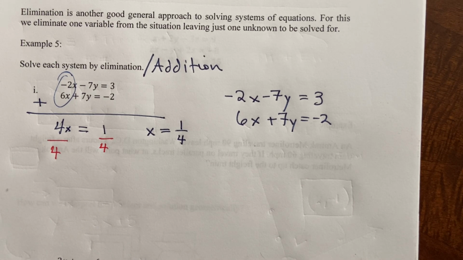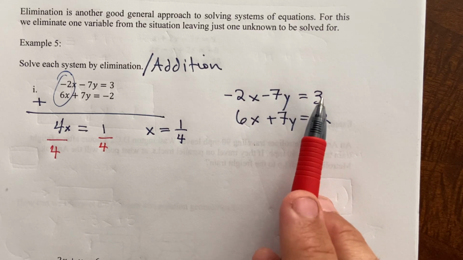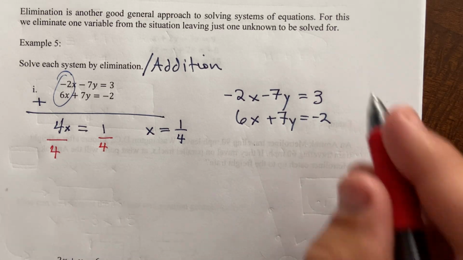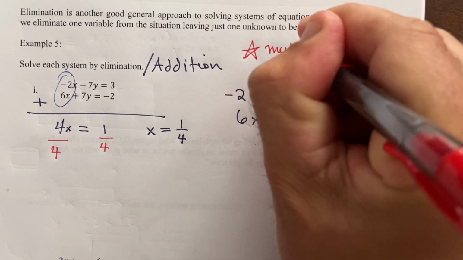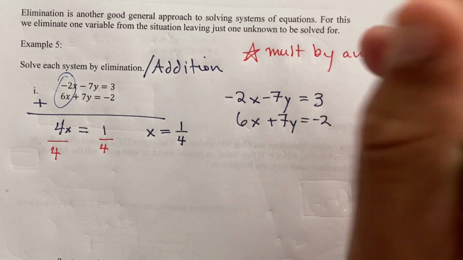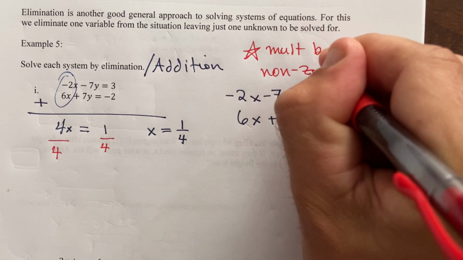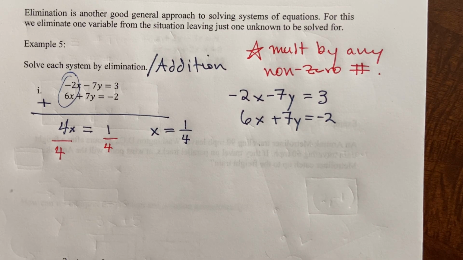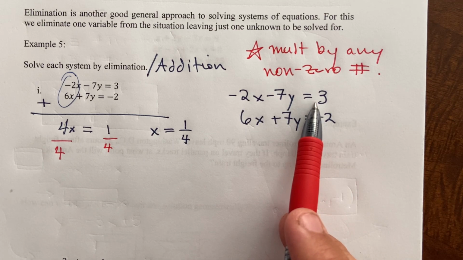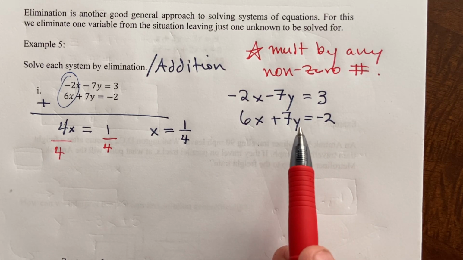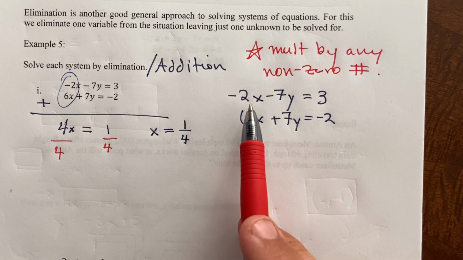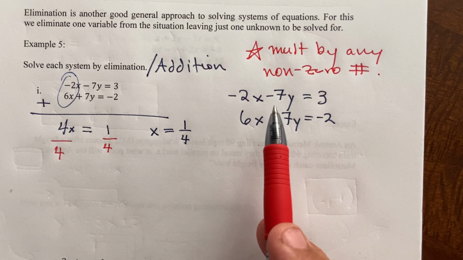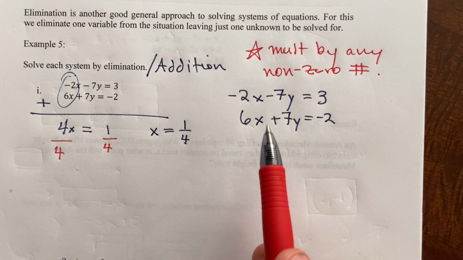Something you're allowed to do, though, is multiply these equations by any non-zero number. So it can't be 0. And you're allowed to multiply one equation or the other or both. And they don't even have to be the same numbers. You can multiply this equation by 2, and you can multiply this equation by 7. Or you can multiply this equation just by 6. So you can do any of that. You can't multiply any of these by 0.